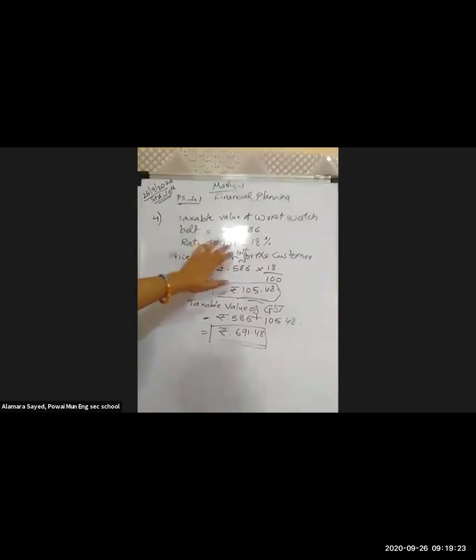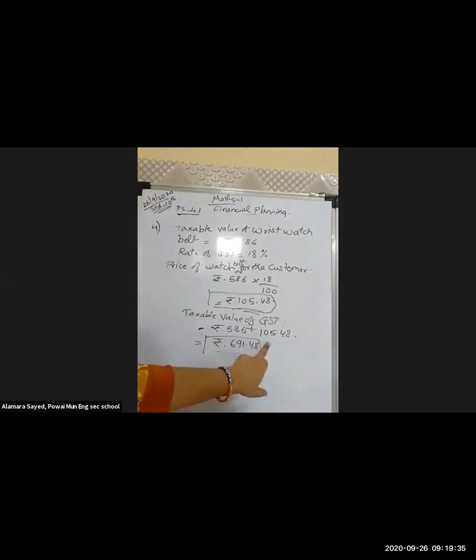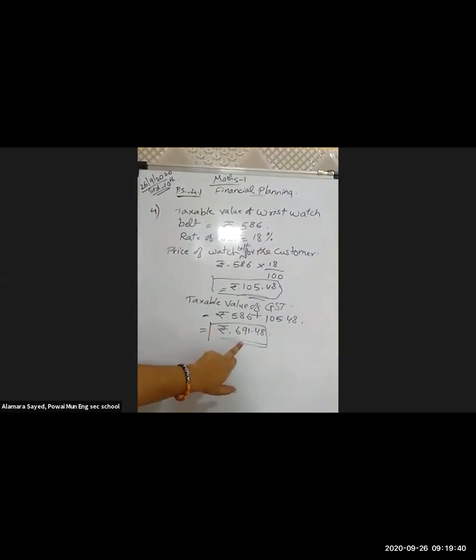Okay. Now see here, taxable value of wristwatch belt is rupees 586, rate of GST is 18%, so we have found the GST amount, that is 105.48, then the total with GST is 586 plus 105.48, so the total amount the customer has to pay will be 691.48. So in this way we have solved question number 4. Now I am going to question number 5.